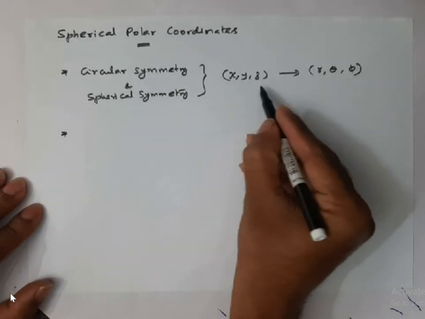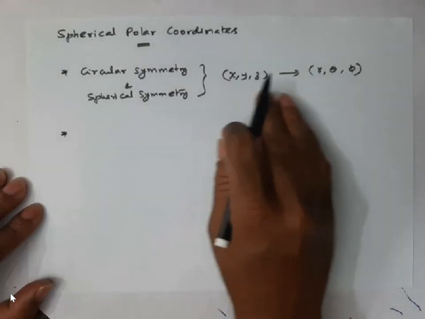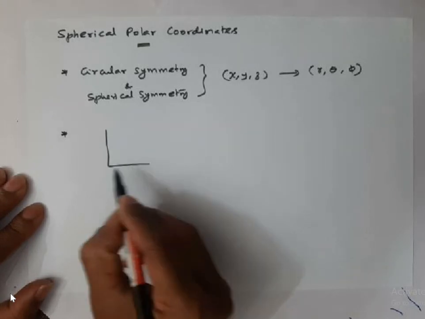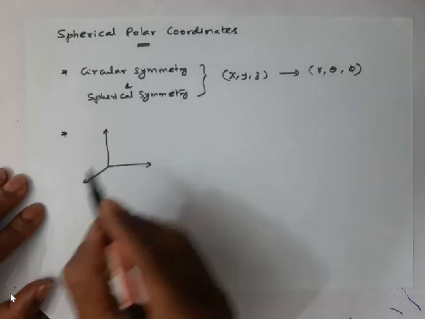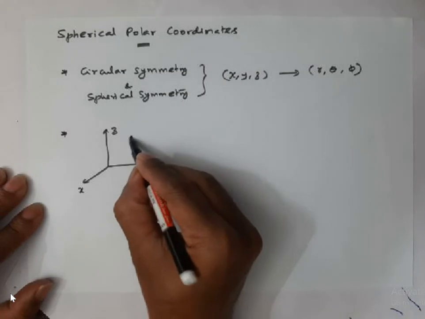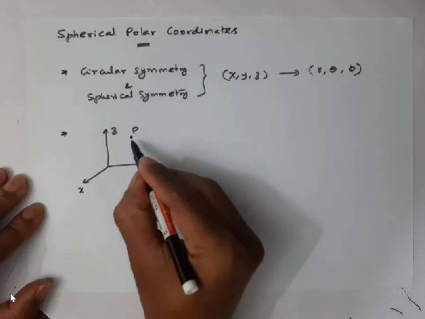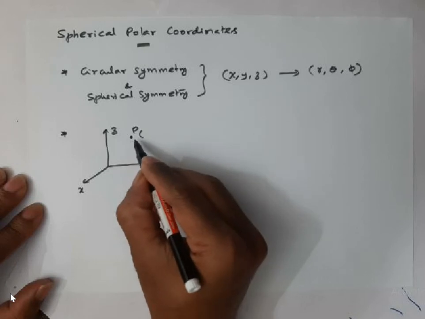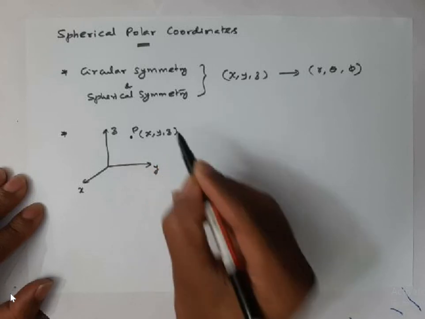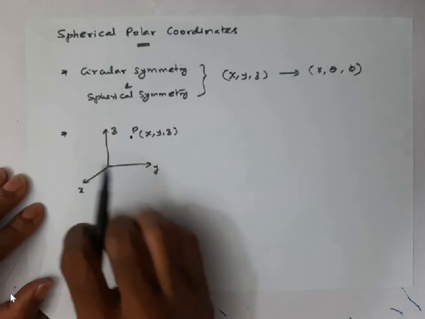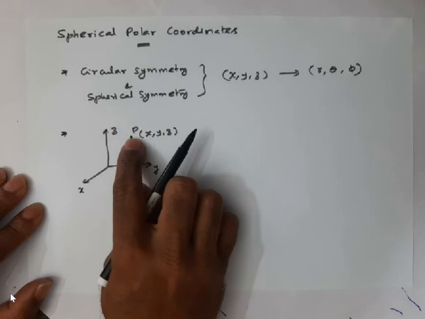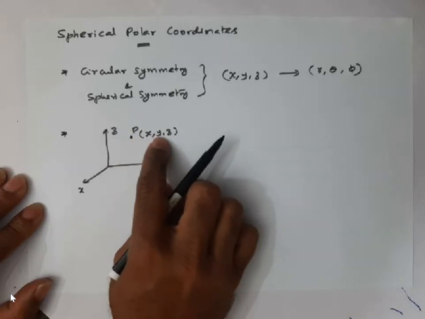What is meant by Cartesian coordinates, and what is meant by spherical polar coordinates? Suppose I take three perpendicular axes x, y and z. Now let us take some point in this space, say P, and this point P is represented by the Cartesian coordinates. Assume that this point has some x value, some y value and some z value. So in Cartesian coordinate space, you can represent any point with the coordinates x, y, z.